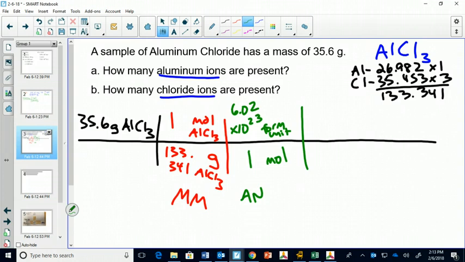If I did that number out, would someone do that for me? Let's get an actual number we can work with here, just so you can see it. 35.6 times Avogadro's divided by 133.341. Let's just find that number. Multiply this, divide by that. There's no worries. Yep, thank you. Sure, give me a 3 significant figure round.